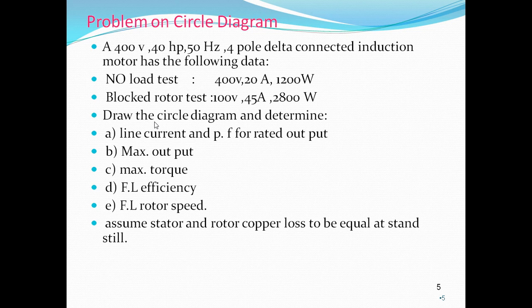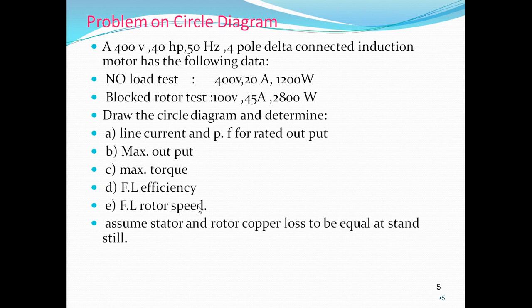So what we have to do is, by using these two test results, draw the circle diagram. From this diagram, we can calculate all these values. Actually, we can calculate these values by using formulas also, depending on slip, but the same values can be calculated without using any formulas, just by drawing the circle diagram. So in this case, what do we have to do?